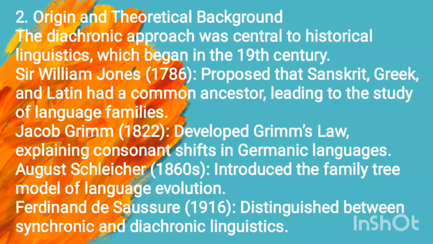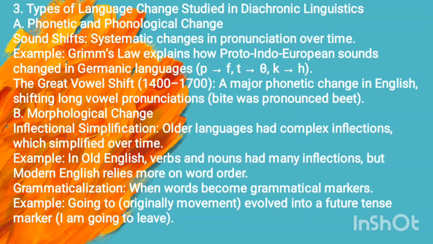For example, p in Latin pater becomes f in father, and t becomes th. Then August Schleicher in the 1860s introduced the family tree model to show how languages evolved. Then Ferdinand de Saussure in 1916 distinguished between synchronic and diachronic linguistics. Next one, types of language change studied in diachronic linguistics.